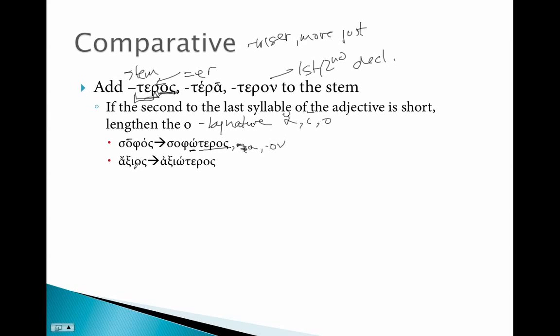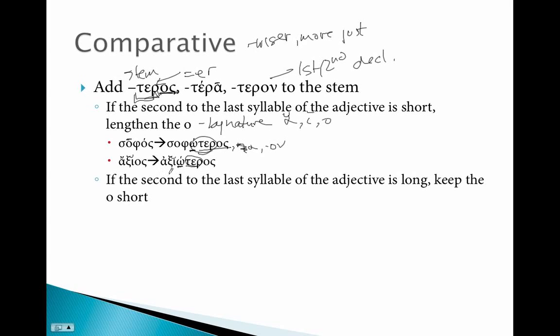Or axios, worthy. This is a short iota, and one of the reasons I know that is that I know in Greek it's axioteros. So the omega is used there because the iota is short, second to the last syllable. So axioteros, worthy, more worthy, axioteros. Again, when you're reading, if you see this ter, you know right away you are in the comparative.